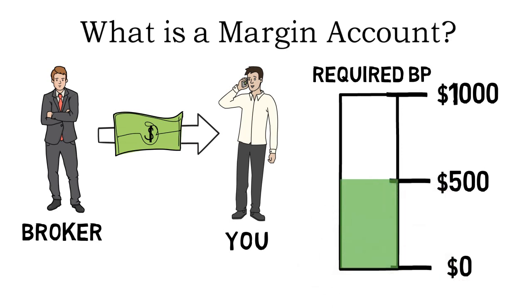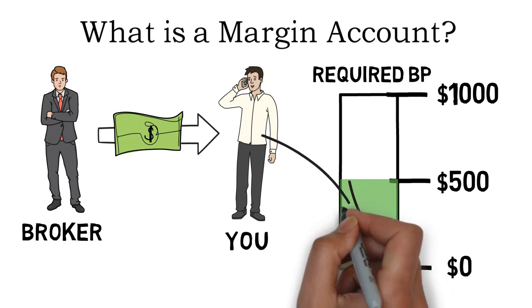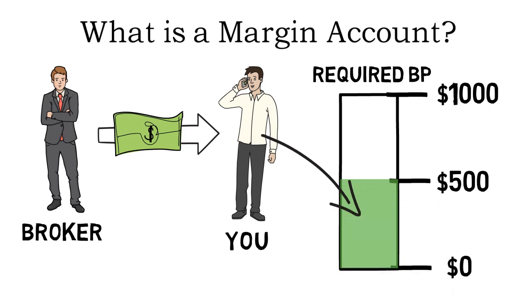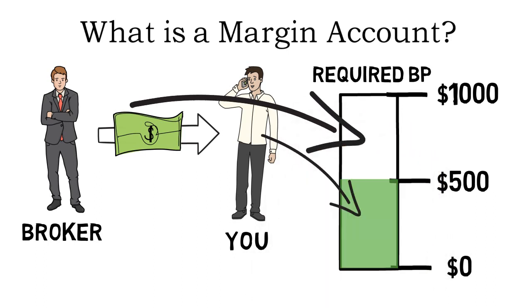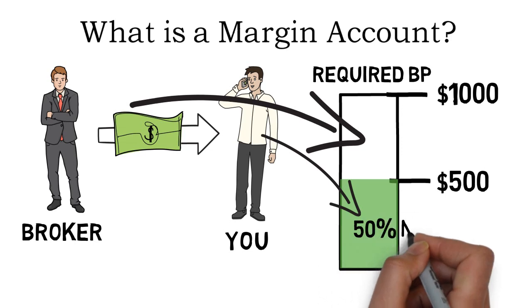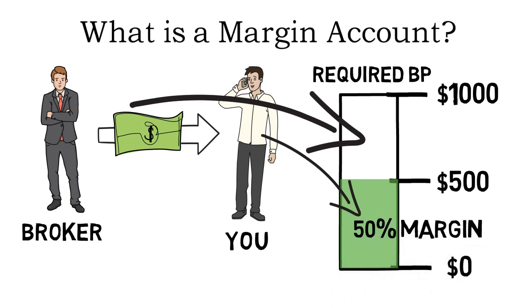However, in a margin account, you won't have to put up the $1,000 required to open the position. Instead, you can put up $500 as margin, so that's your collateral, and borrow the remaining $500 required from your broker. This would mean that you would put up 50% margin to open that trade. So instead of having to put up $1,000, you only have to put up $500 to open the same position. So in essence, all that margin does is increase your buying power.